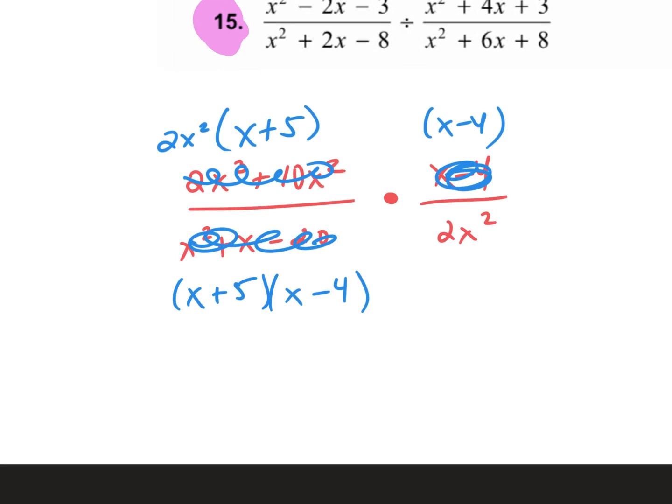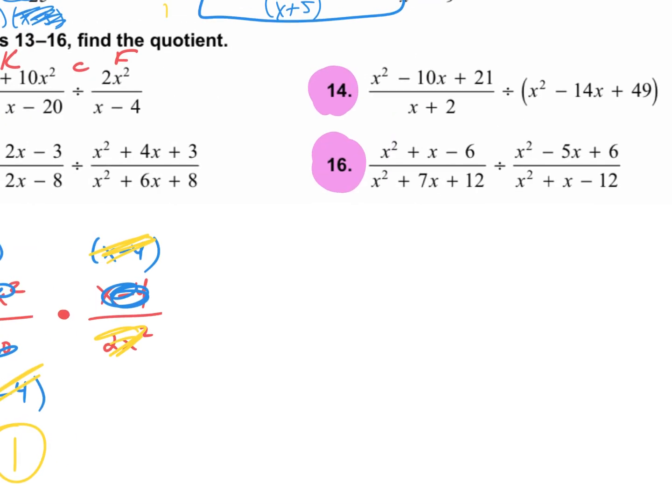So, top and bottom, anything exactly the same. Minus 4 and a minus 4. x plus 5 and x plus 5. 2x squared and 2x squared. If everything cancels out, guys, what's your answer? There you go. That's it. Don't freak out. Don't be like, there's no way. That's okay. That absolutely can happen. 100%. Don't freak out. Let's do 14.